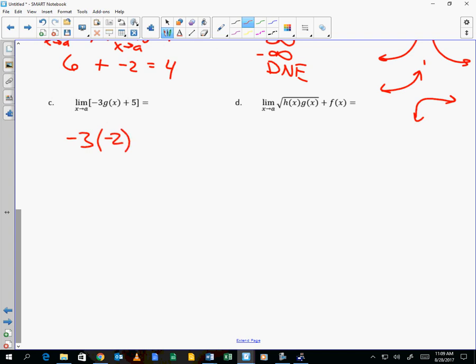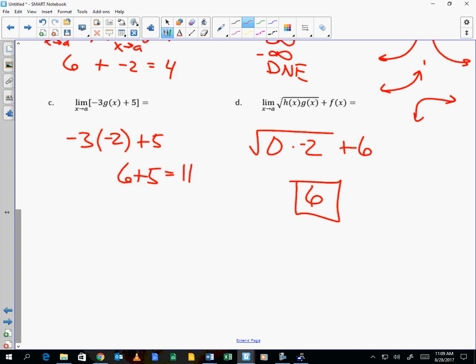Yep, negative 3 times negative 2 plus 5, so 6 plus 5. That limit is 11. And how about D? Very good, Spencer. We get 6. So that's just a basic example involving table values.